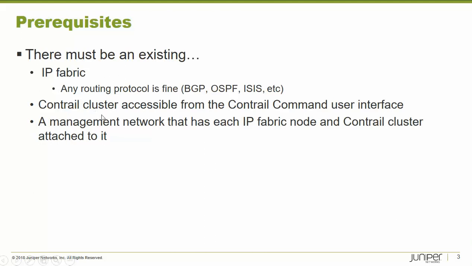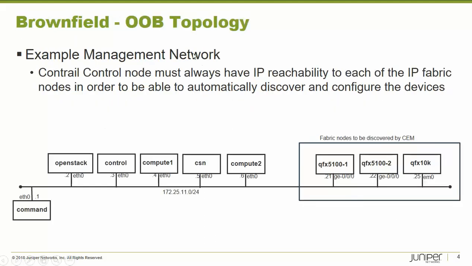Okay, and then there must be a Contrail cluster that's accessible from the Contrail Command user interface, which it generally is during the installation process. And then there needs to be a management network that each IP fabric node and Contrail cluster node attaches to. So what is that? So here's our out-of-band management topology. This is that last bullet. This is that topology that it's referring to.